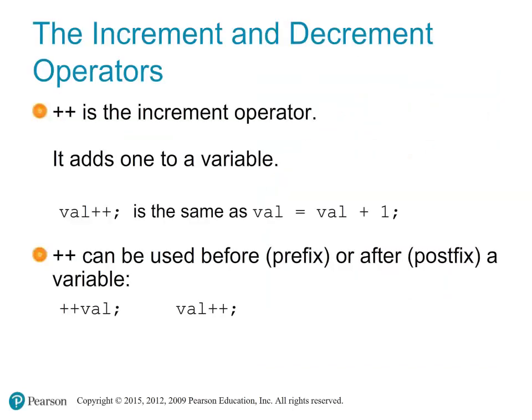The ++ is known as the increment operator in programming languages like C, C++, and Java. Using ++ adds 1 to the variable it is applied to. So writing val++ is the same as writing val = val + 1. Both will increment val by 1. Prefix ++val increments val first, then returns the value.